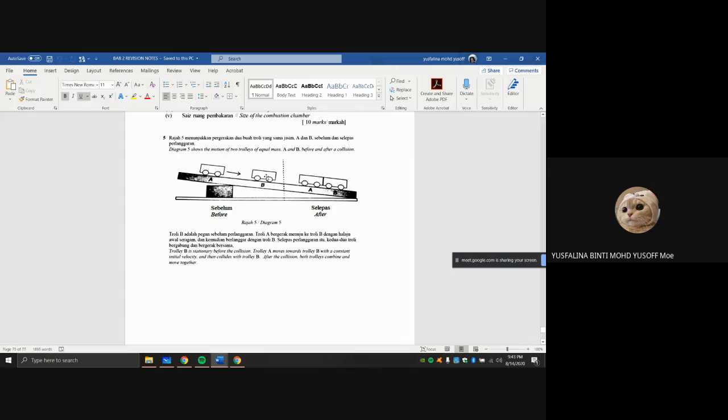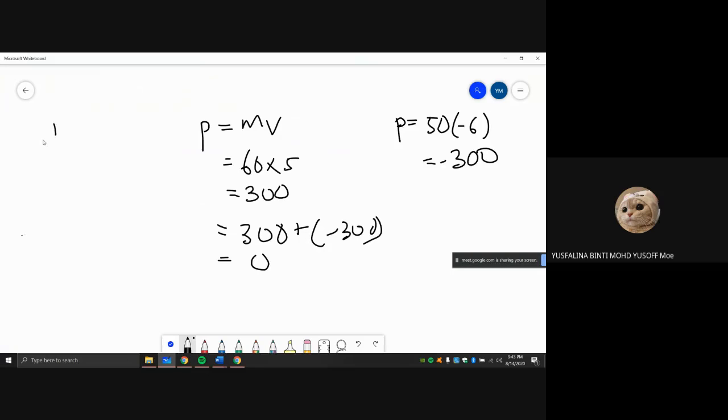And then compare the kinetic energy of trolley A and B before the collision. The formula of kinetic energy is half mv squared, and trolley B is not moving.